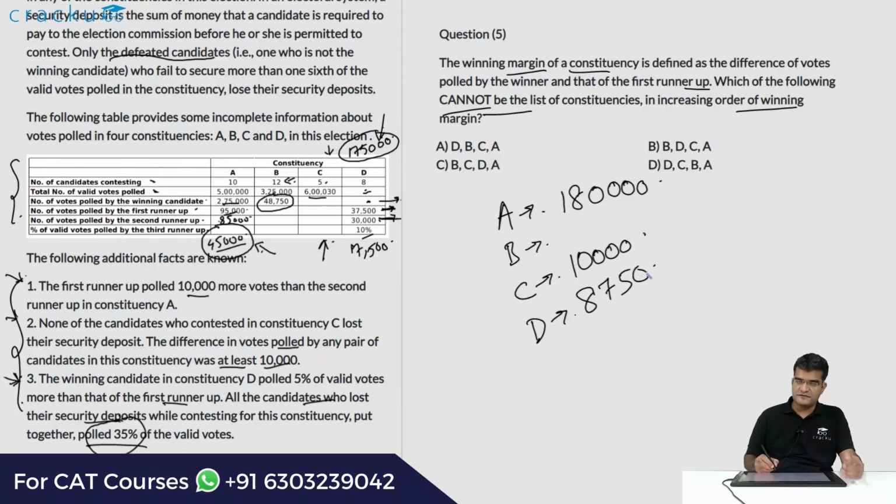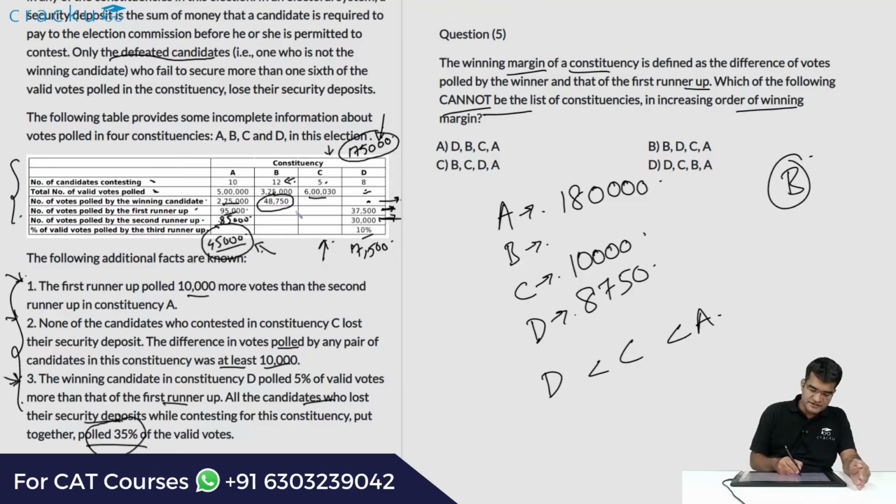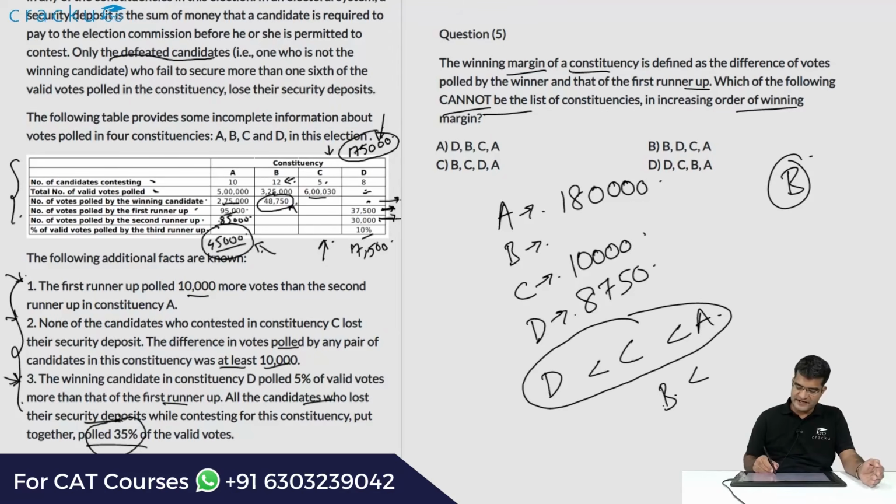So what we know for sure is that D is less than C is less than A. We don't know where B will fit in, but what we know is that because the winner has gotten 48,750, the winning margin also has to be less than 48,750. So it will definitely be less than A. But whether B is greater than C or B is greater than D, that is not known to us. But the relative order of D, C and A is definitely D is less than C is less than A.